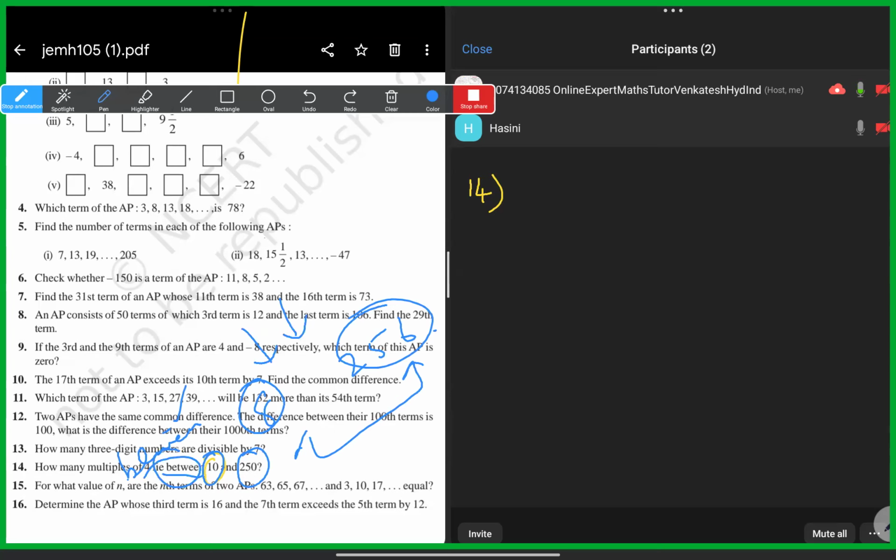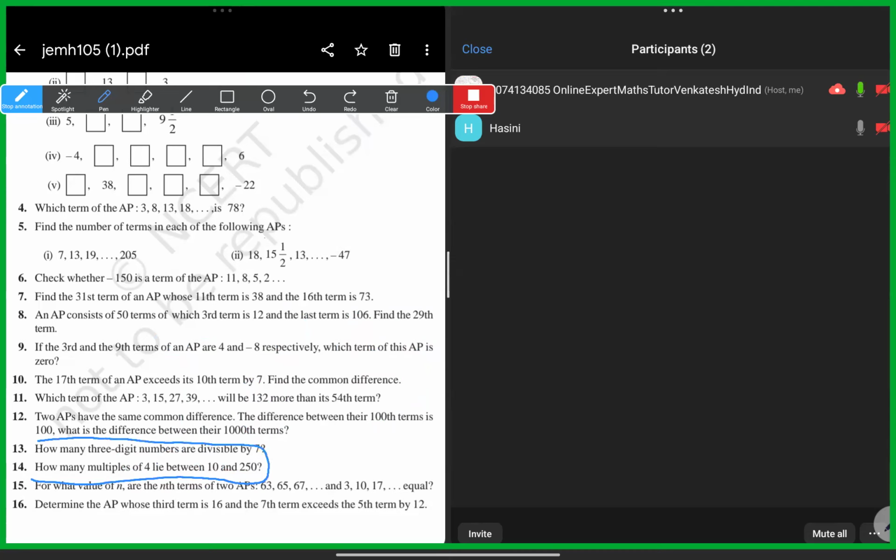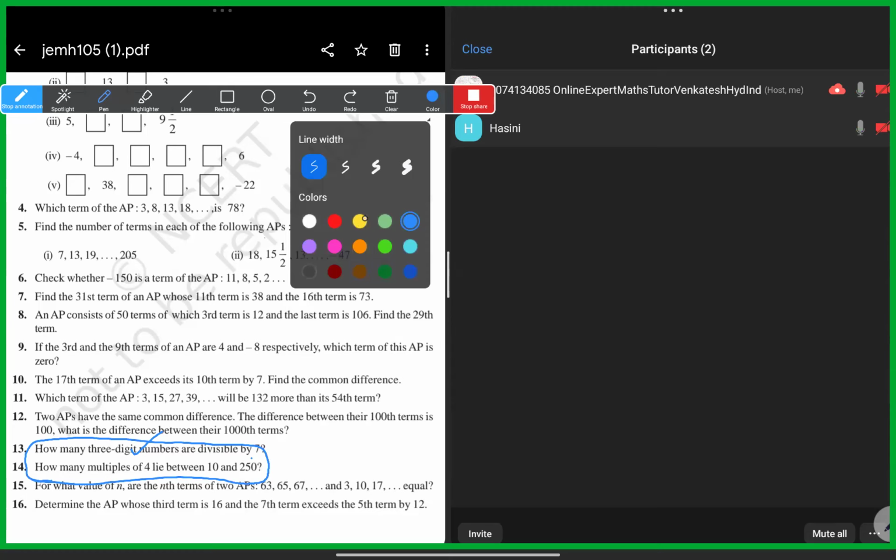Okay. If it says from, suppose from 8 to 256, then both of them should be included. Yes, Hasni. So luckily, here between 10 and 250 they gave in the question, 10 is not a multiple of 4, means 10 is not divisible by 4. 250 is also not divisible by 4. Anyway, we will not take both of them. Even if they are divisible, we should not take them if it is a between question. Yes, Hasni, that is what I am trying to tell.